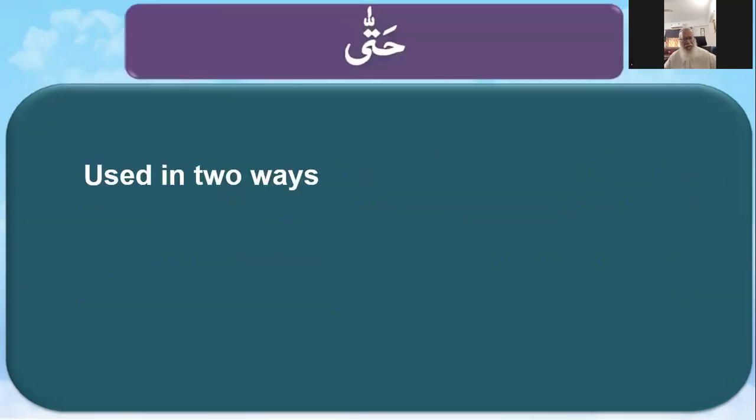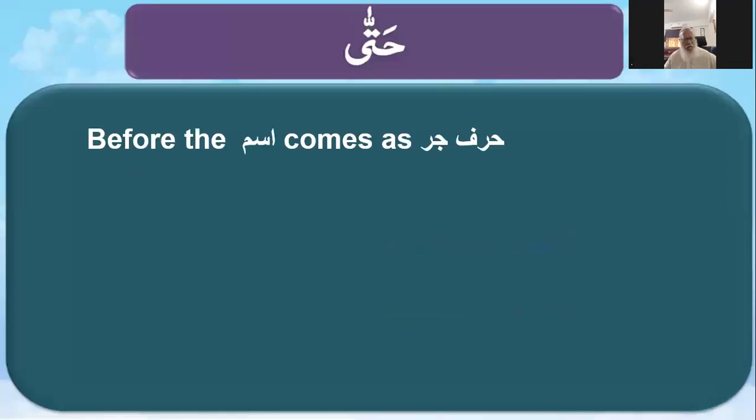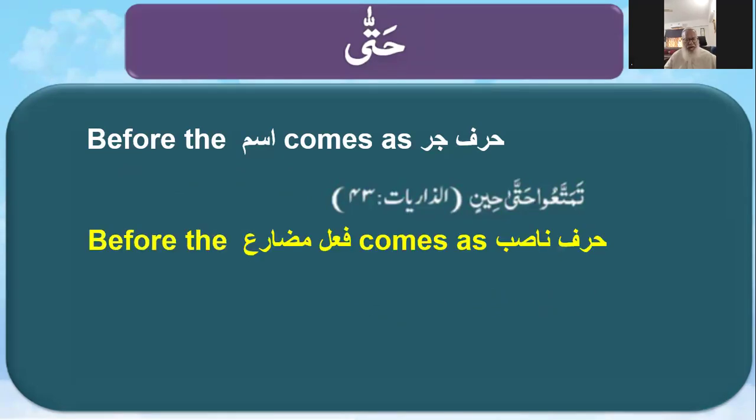Now hatta is used in two ways. Either it is used as a harf jarr or it is used as a harf nasb. How do you differentiate? When it is a harf jarr, after it there will always be an ism mashhur. When it is nasb, after it will always be a fi'l mudari' having the nasb. Before the ism it comes as a harf jarr, just like tamatta'u hatta hin. Look, after hatta is hin, a zarf ism coming majrur, with kasra.